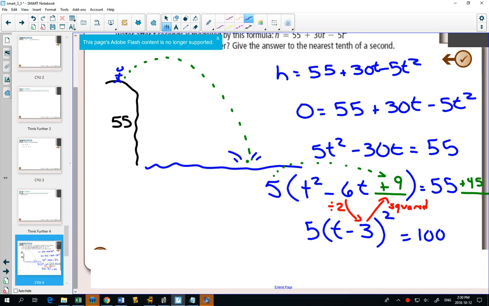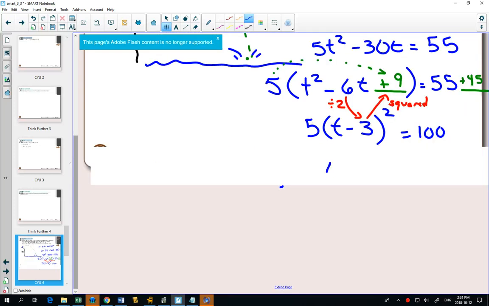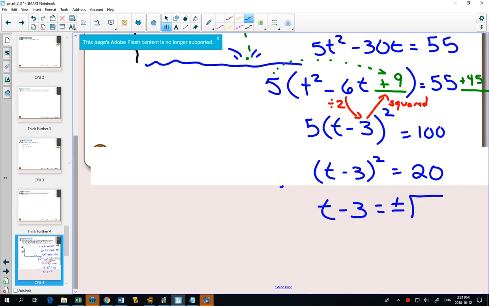How would I get my squared thing by itself? Can you see I could divide both sides by 5? Which will get t minus 3 squared equals 20. If I square root both sides, remember the plus or minus, and solving for t, add 3 to both sides, square root of 20, you can simplify, it's 2 root 5. So our answer becomes 3 plus 2 root 5 or 3 minus 2 root 5.